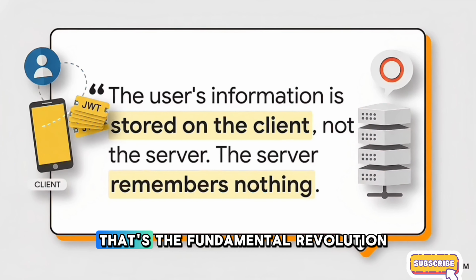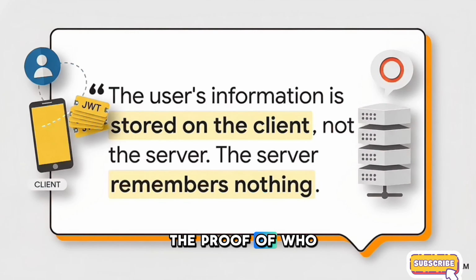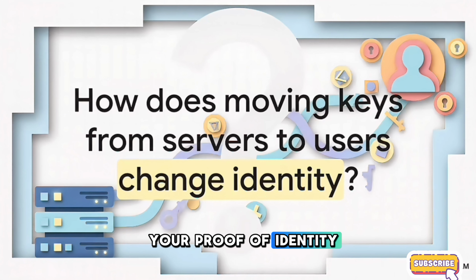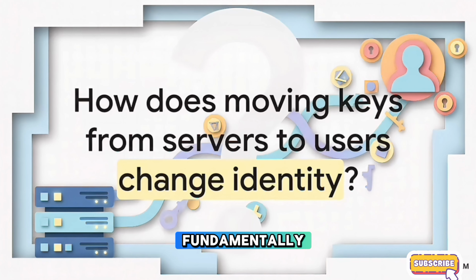And that right there, that's the fundamental revolution. The proof of who you are and what you can do is no longer locked away in some database on one specific server. It's now stored in this portable token that you carry around. The server is totally freed from the job of having to remember who you are. And that really brings us to the biggest idea of all. When your digital keys, your proof of identity, no longer live on a central server, but instead live in a portable token that you hold, well, how does that fundamentally change how we think about what a digital identity even is? It's no longer about a server remembering you. It's about you being able to prove who you are anywhere, anytime. And that shift is what makes the whole modern web possible.